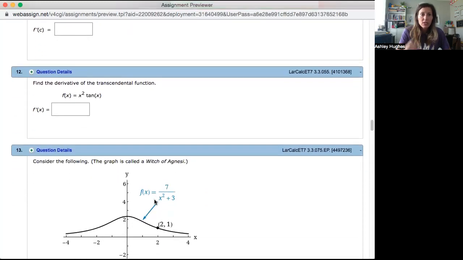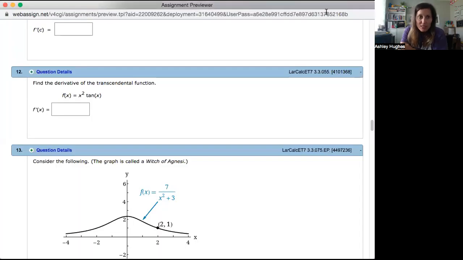Find the derivative of the transcendental function. Hold on just a second. Okay, sorry about that. One of my boys is having a hard time.